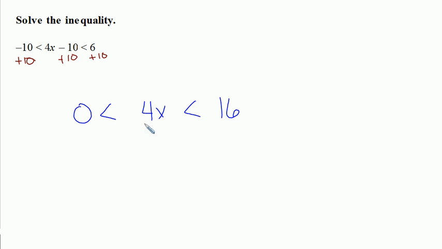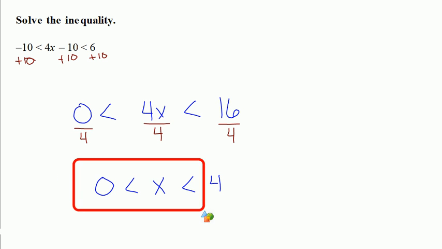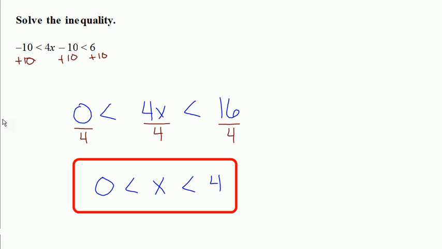To get the x by itself, we're going to have to divide the 4 away. So dividing by 4 here forces us to divide by 4 on both ends. And just calculate results here. 0 divided by 4 is 0. Is still less than, 4 is reduced out, I get x is less than, 16 divided by 4 is 4. That's it. We have isolated the x in the middle. X is some number between 0 and 4. So x is solved for. And we are done.